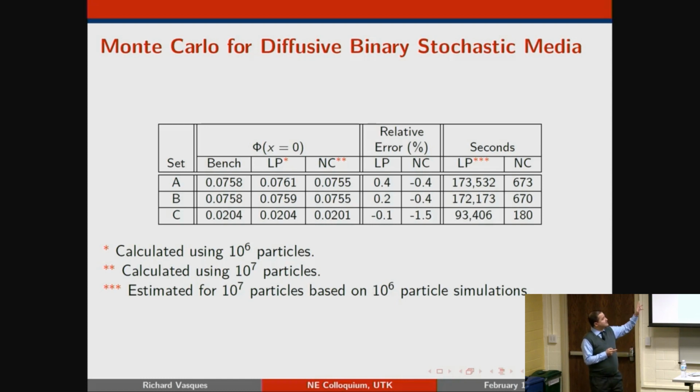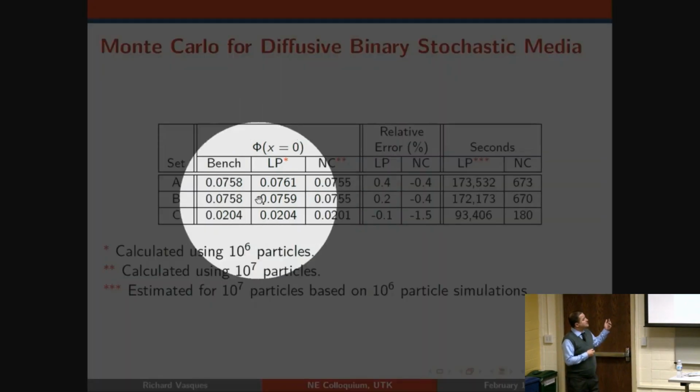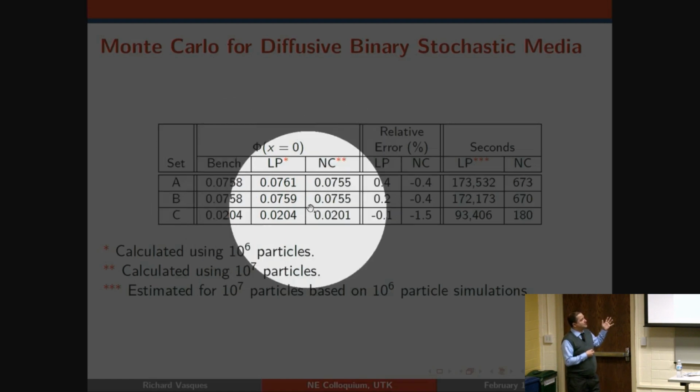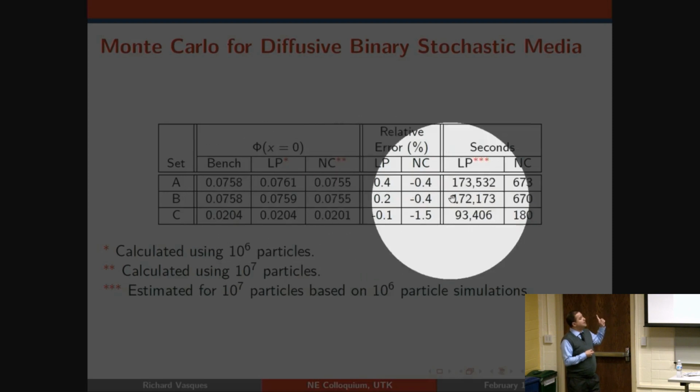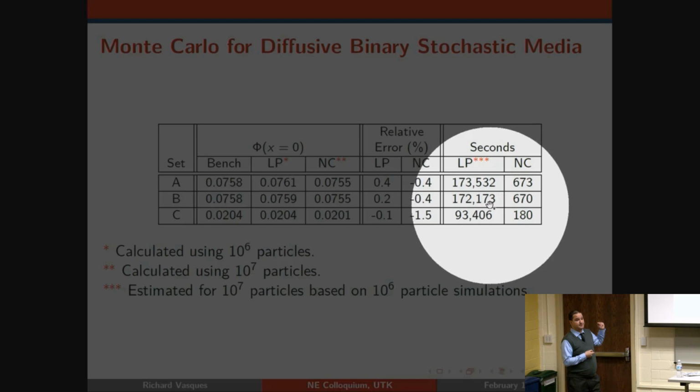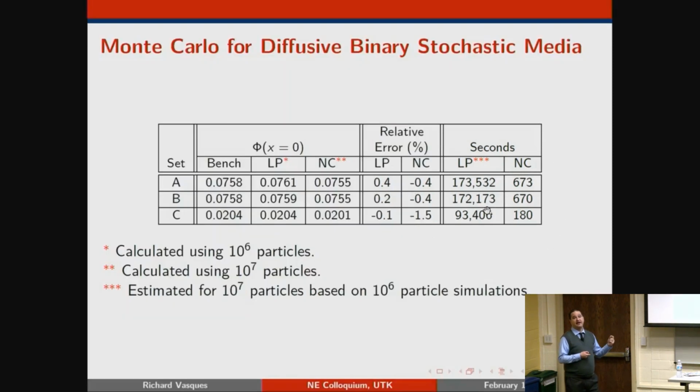Just to explain what you're looking at in this table, this was a project with Livermore that we presented last year. These are the benchmark results. These are LP Monte Carlo, and these are non-classical Monte Carlo. They're all of the same order of error, but this is how much wall clock time it took to solve them. So we're reducing the time by 3 orders of magnitude by using a non-classical approach.